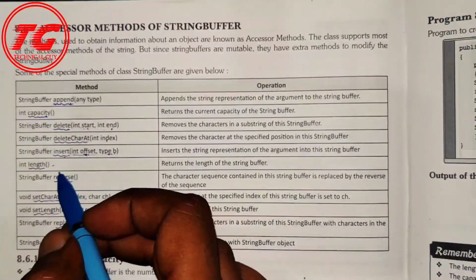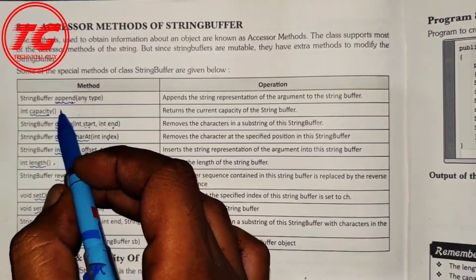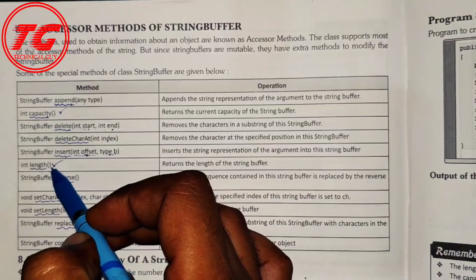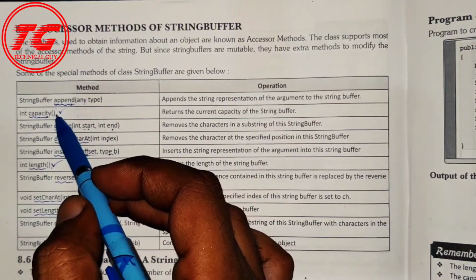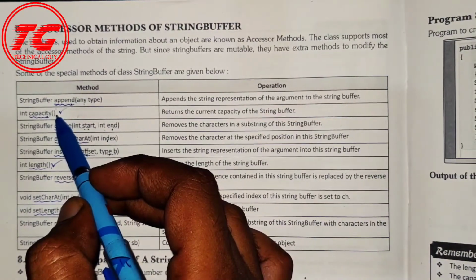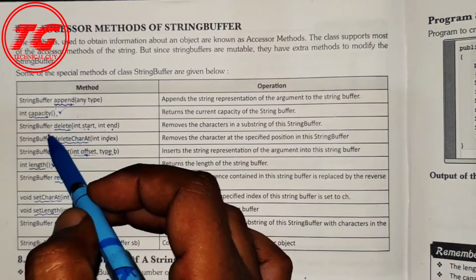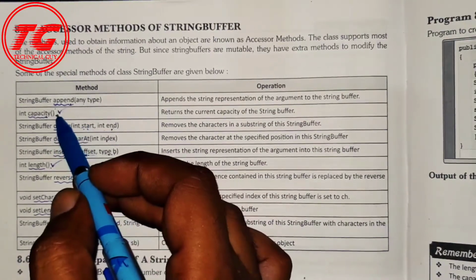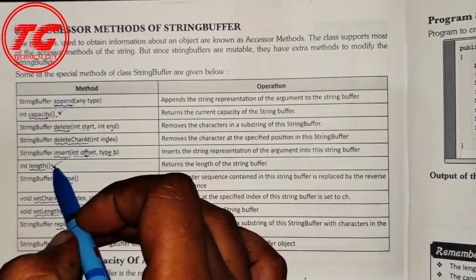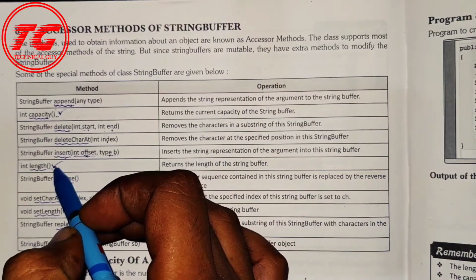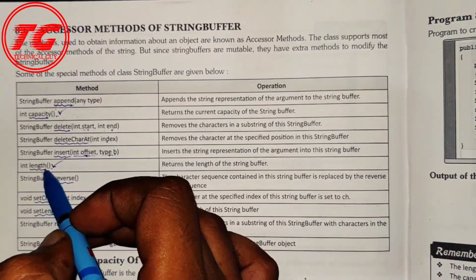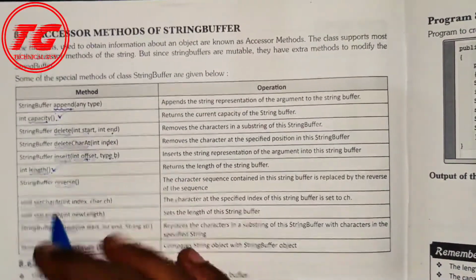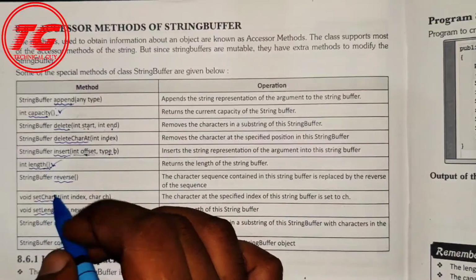The length method is used to check the length of the buffer, and here you have to keep in mind one thing. There is a difference between capacity and length. Capacity is the maximum size or the maximum limit that is initially given to a buffer. Suppose capacity is 16, length can be less than the capacity, and length is the number of characters which are present in the string or string buffer.